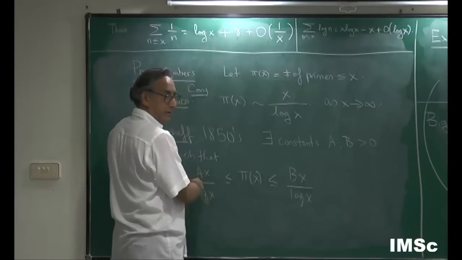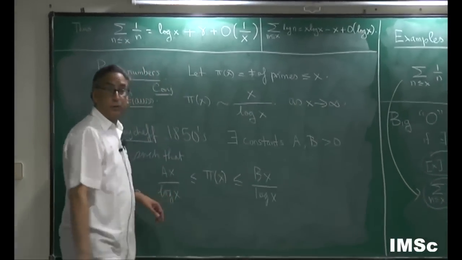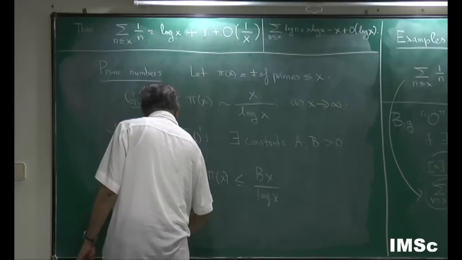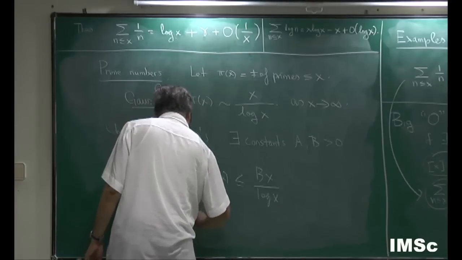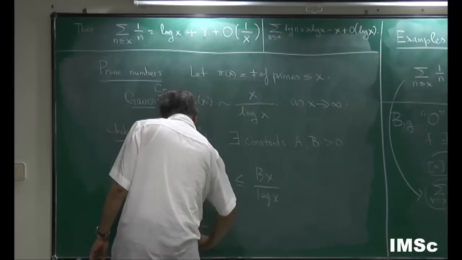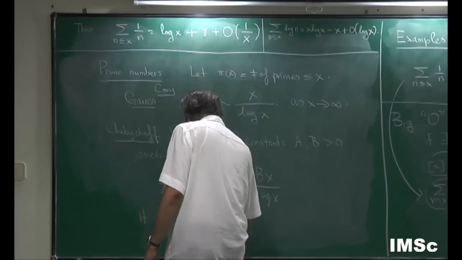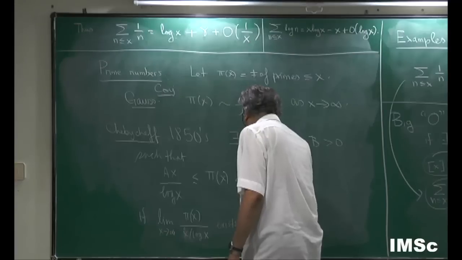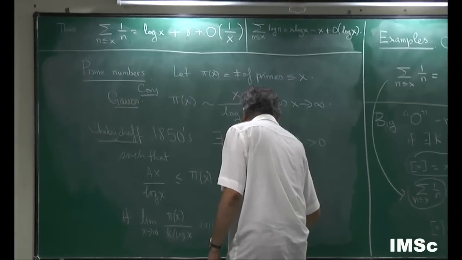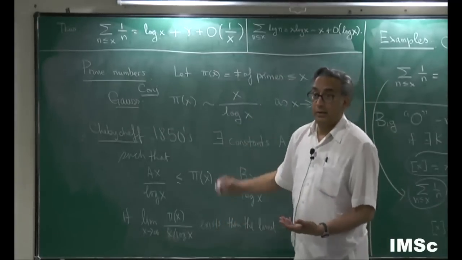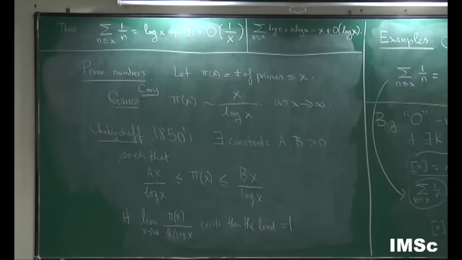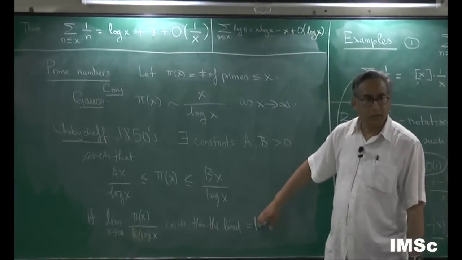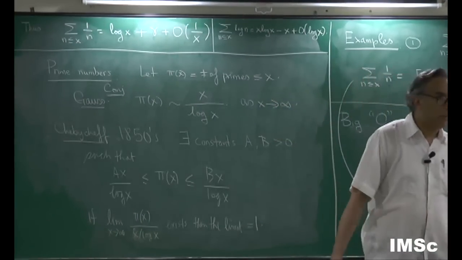He kept getting better and better numbers. These numbers, he started making them closer and closer to 1. And then he proved the remarkable theorem: if the limit of pi of x over x over log x exists, then the limit is 1. So he managed to show that the key part of the problem is to show the existence of the limit. And both of these results, he proved using nothing more than Abel's lemma.